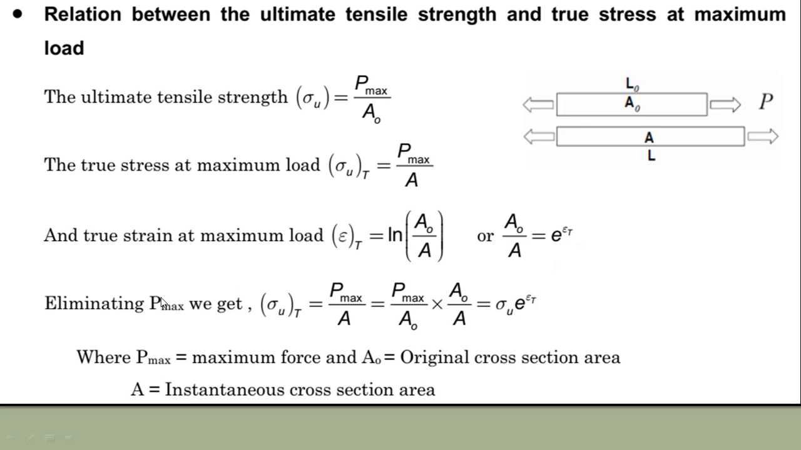Eliminating P max, we get sigma u true is equal to P max divided by A, which is equal to P max divided by A0 into A0 divided by A, which is equal to sigma u into e raised to epsilon T, that is the true strain, where P max is the maximum force and A0 is the original cross sectional area, and A is the instantaneous cross sectional area, I mean after change, after force.